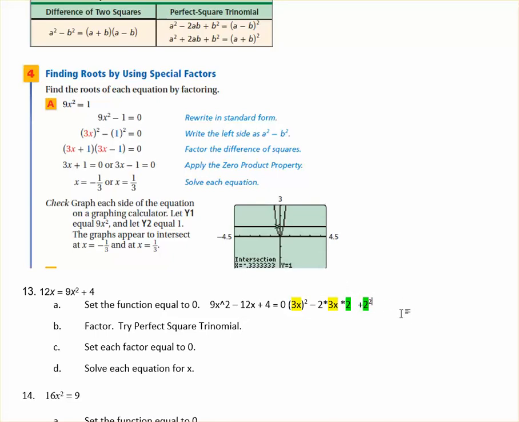So we know that a is equal to 3x and b is equal to 2. So the rule says, the formula says we can take a, which is 3x, minus b, which is 2, and we can say that that is to the second power, squared. So this is factored.